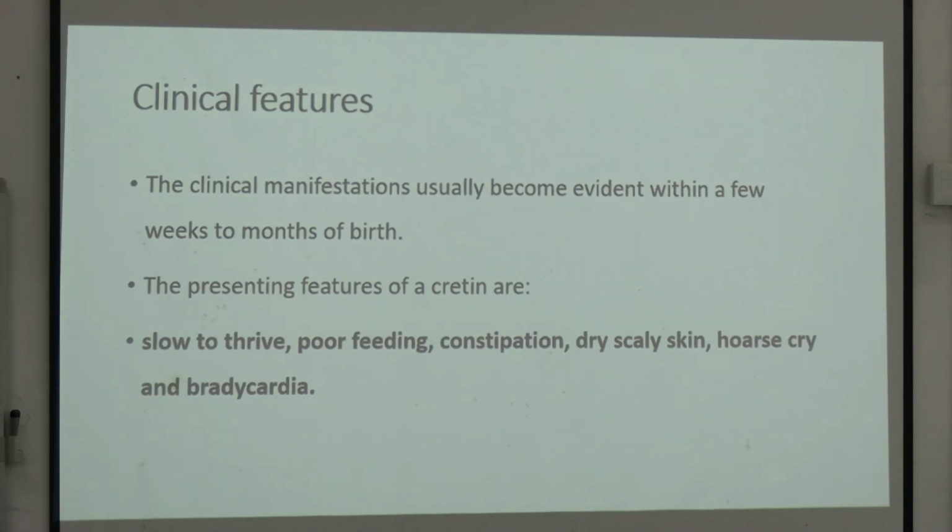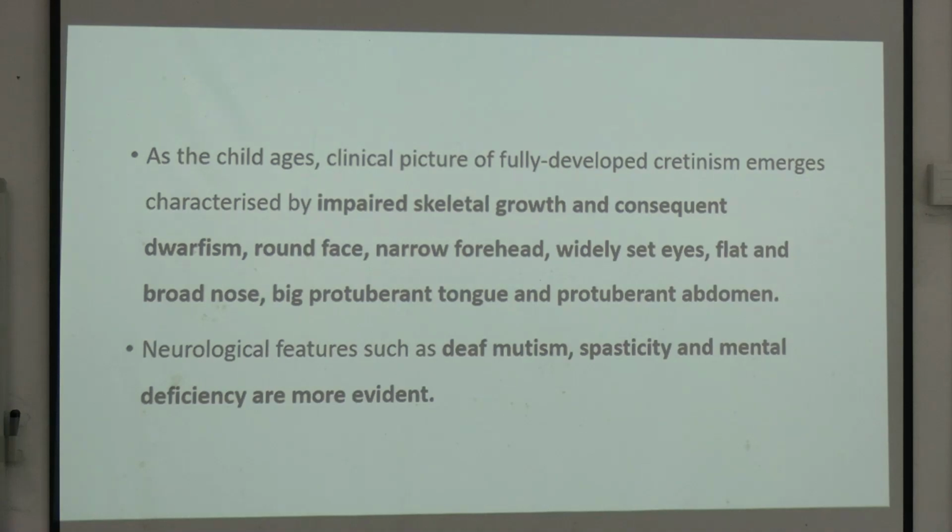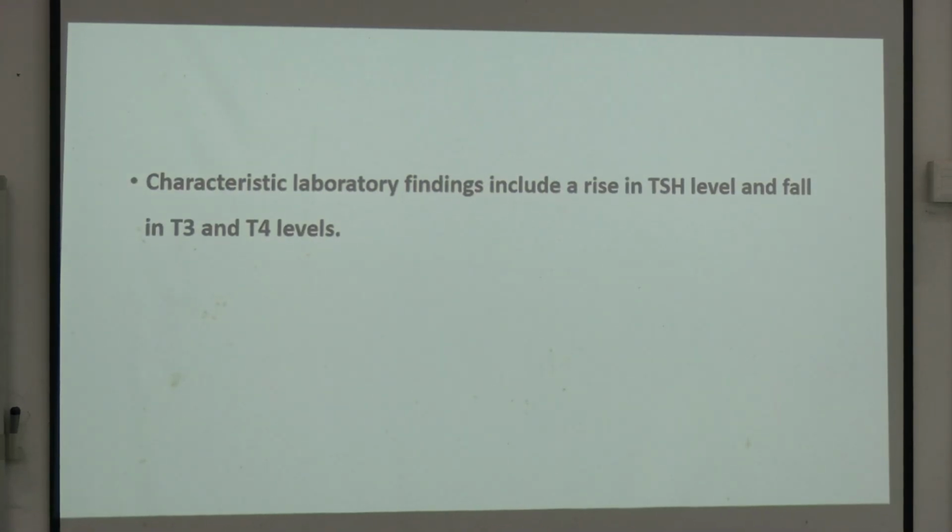Then clinical features. The clinical manifestations usually become evident within a few weeks to months of birth. What are the clinical features? Slow to thrive, poor feeding, constipation, dry coarse skin, hoarse cry, and bradycardia. As the child ages, the clinical picture of fully developed cretinism emerges, characterized by impaired skeletal growth and consequent dwarfism, round face, narrow forehead, widely set eyes, flat and broad nose, big protuberant tongue and protuberant abdomen. And there is also gait abnormality, mutism, spasticity, and mental deficiency, which are more evident. And lab findings: rising TSH level, falling T3 and T4 levels.